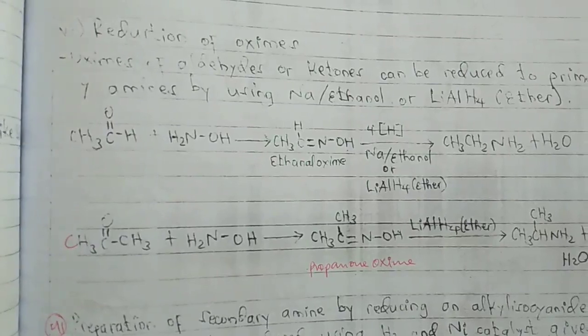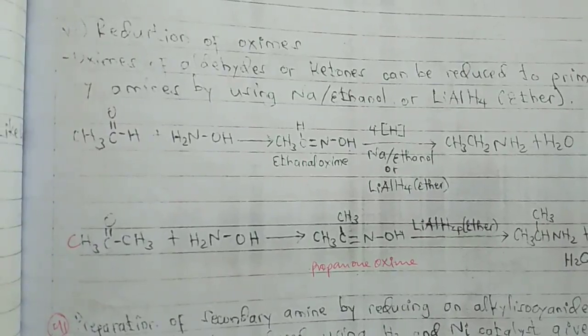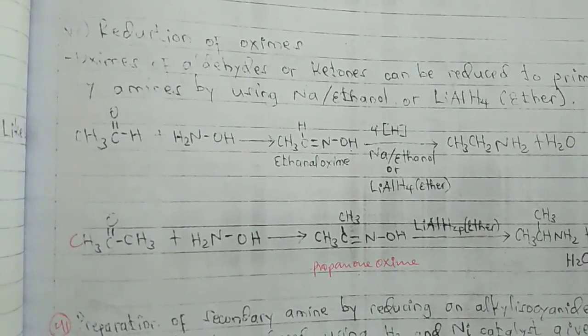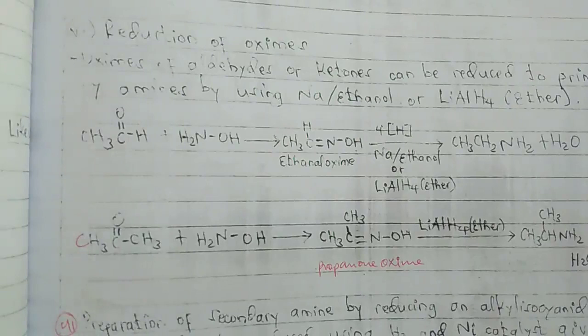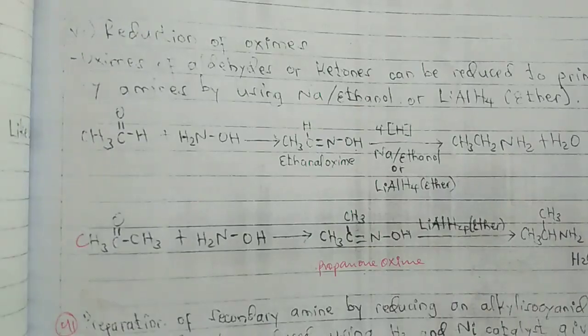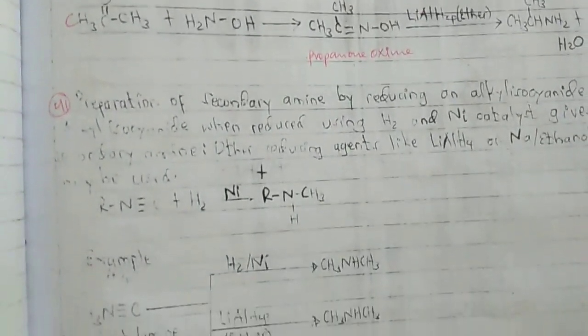Lakini pia tuna reduction of oxymes. Oximes of aldehyde or ketone can be reduced to a primary amine by using sodium and ethanol or lithium aluminium tetrahydride in the presence of ether. Oxime, kama unakumbuka tulivyokuwa tunasoma aldehyde na ketone, tuliosoma compound inaitwa oxime kama huyo hapa. Kutokana na reaction of aldehyde or ketone with the amine tunapata oxime. Unaona, reduction of oxime again we get the amine.